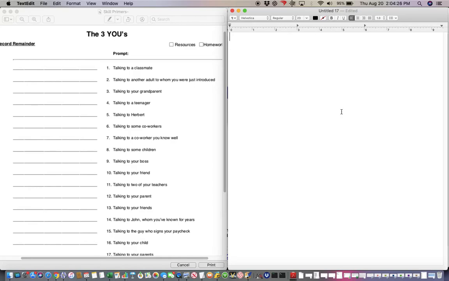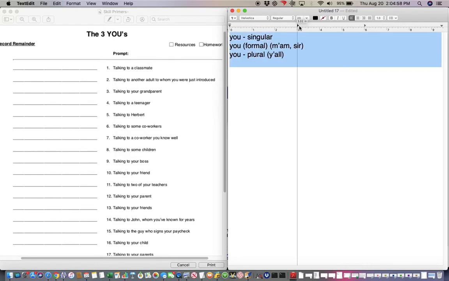Alright, the first thing we have to understand is that while English has 2 U's, just the regular singular U, and the U plural, which many people in the South, for example, would say y'all, Spanish has a third U. Spanish will say you, formal, as in a situation where you might be saying ma'am or sir. So there are 3 U's in Spanish.